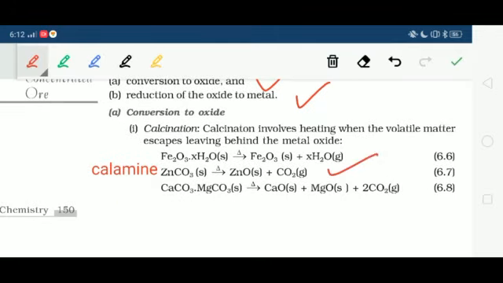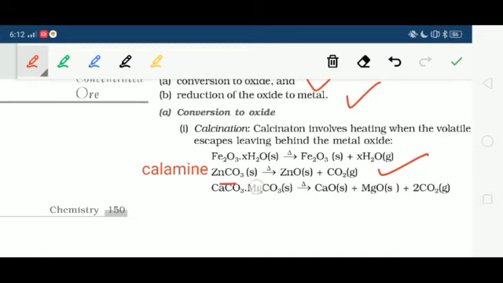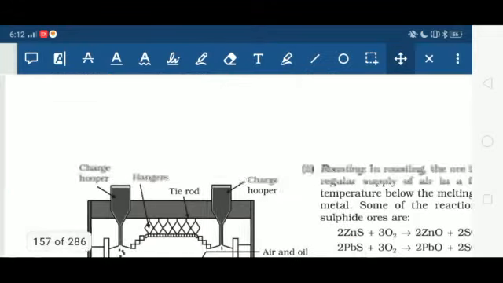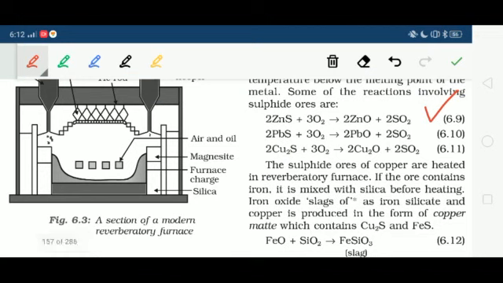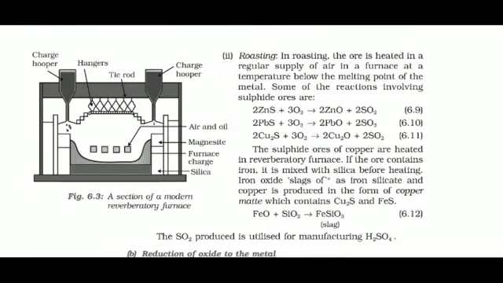Here zinc carbonate is converted into zinc oxide and carbon dioxide. This process is called calcination. Whereas in this equation, where zinc sulfide, that is sulfide ore, is converted into oxide ore in the presence of oxygen, this is called roasting. And once we obtain metal oxides from metal carbonates and metal sulfides, we can reduce these metal oxides using suitable reducing agents to form crude metals.